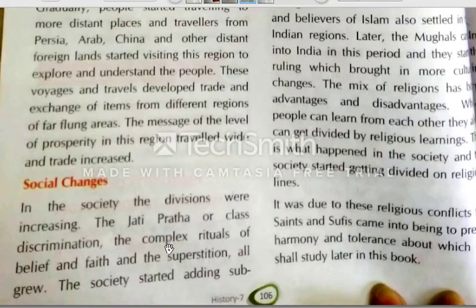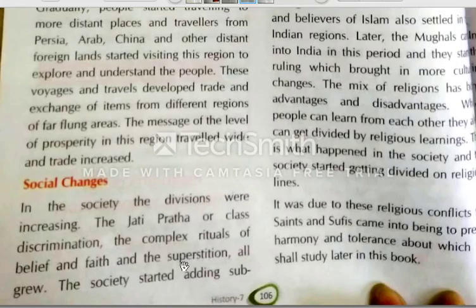And complex rituals. Complex rituals means people started to believe in other rituals. What is the meaning of complex? Complex means mixed. And rituals, I think you all know. Ritual means rivaz, rasam. They started believing in the complex rituals and faith and the superstition.